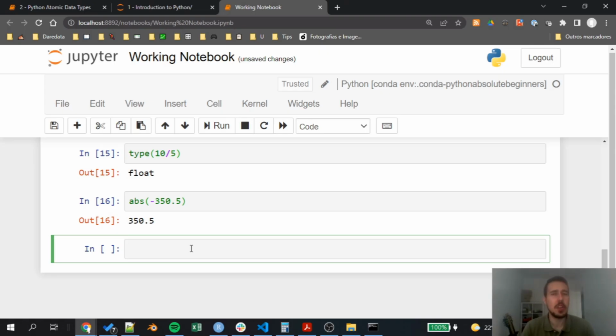Now, let's go to another data type that's super common, which is strings. And this one will have a bit more details for us to check.